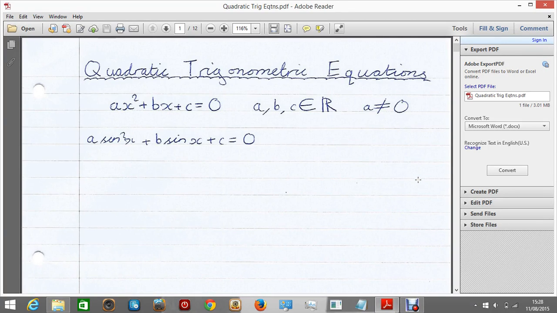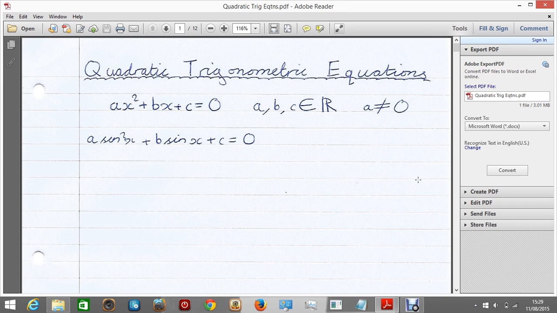Hi everybody, today the topic is quadratic trig equations. Now if you look on the top line, it has ax squared plus bx plus c equals 0, where a, b, c are real numbers and a is non-zero. That is your traditional quadratic equation.